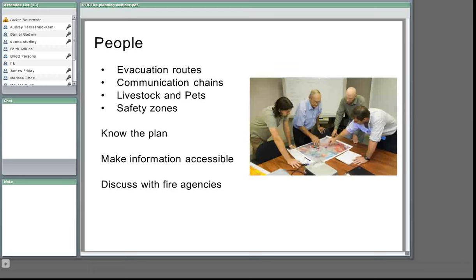But basically, getting this plan in place, making sure everyone that's involved knows the plan, and, as we'll return to a little bit further in this talk, making that information accessible so that it's easy to understand. Then discussing the plan with your local fire agencies is really, really important, so that they're familiar with your needs and with your land, as well as you becoming familiar with their needs.